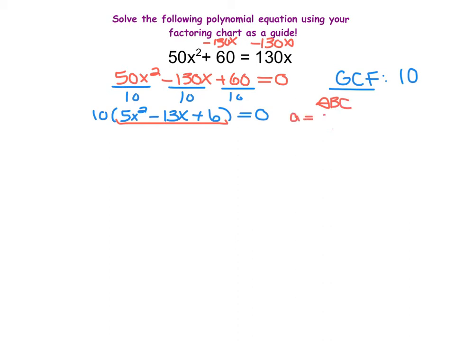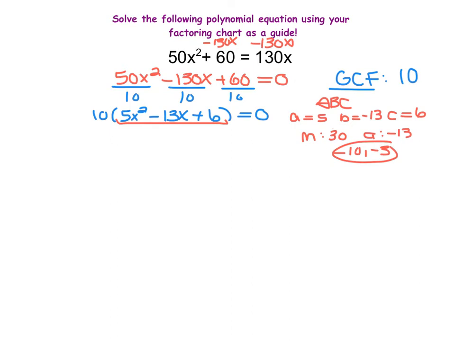So here I'm going to focus on using the ABC method, and I start that method by finding values for A, which is 5, B, which is negative 13, and C, which is 6. And I need 2 numbers that multiply to A times C, which is 30, and add to B, which is negative 13. If I start thinking of the factors of 30, I notice that a negative 10 and a negative 3 both add to be negative 13, but multiply to be 30.